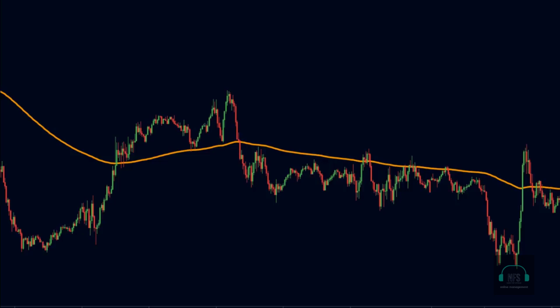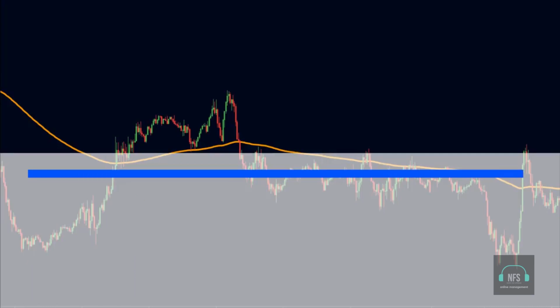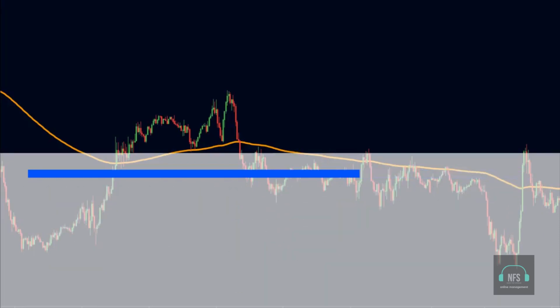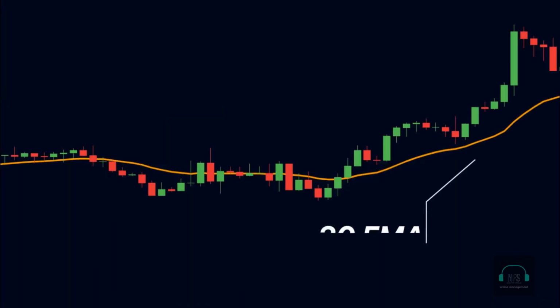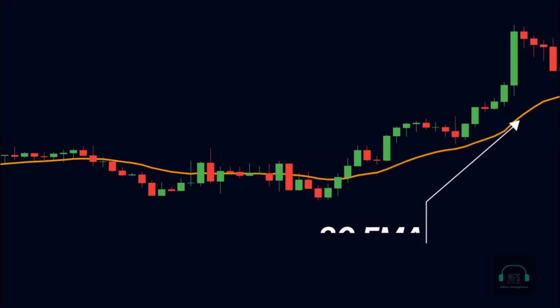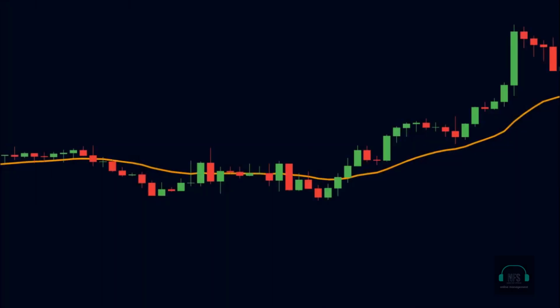First up, let us understand, what is a moving average? A moving average is a simple line that shows the average price of an asset over a particular period of time. This means that a 20-period moving average will show us the average price of the last 20 candles. But how can a moving average help us in trading? How do we interpret the moving average?